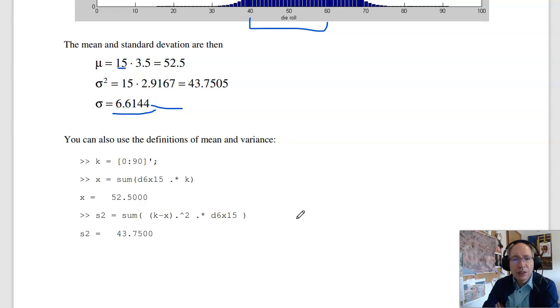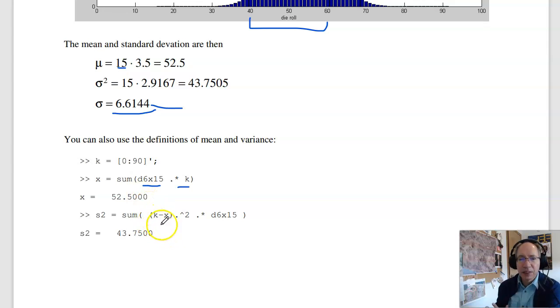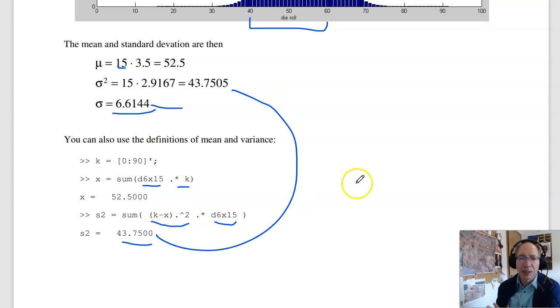You can also use that definition to find the same answers. The mean is the probability times the value, gives you 52.5. The variance is the distance to the mean squared times the probability, 43.75. Those match up. So, again, either way works. So that's homework set number 4 for ECE 341.